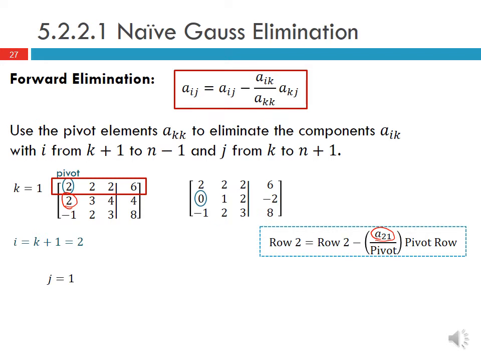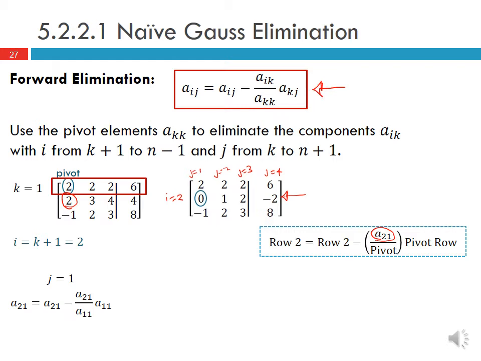To get through the whole row, we need to loop over j. So j is equal to 1, j is equal to 2, j is equal to 3, and j is equal to 4. This is going to give us the new value of each of the elements in my row i, where i is equal to 2. So when j is equal to 1, again, recall i is equal to 2 and k is equal to 1. So we can plug in all of those values into our formula here.